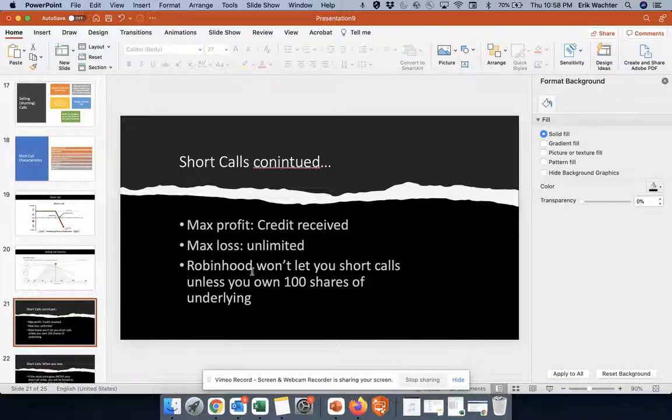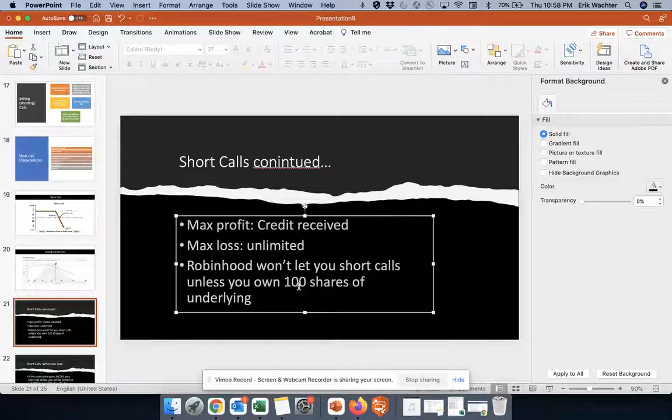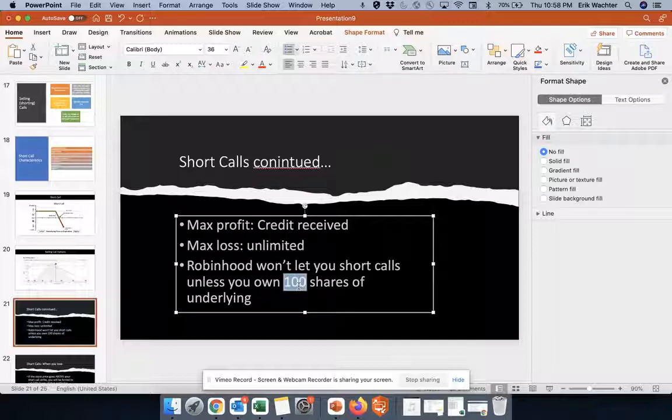Okay, another interesting thing to know is Robinhood will not let you short calls unless you own 100 shares of the underlying. You might say, why is this the case? Well, if you don't own 100 shares of the underlying stock, you can lose an unlimited amount of money. No one has an unlimited amount of money. Even if Elon Musk wanted to short a call on Robinhood, he would not be able to. On other options exchanges, they may allow you to do this, but on Robinhood the only way you can short a call is if you own those 100 shares of underlying stock.